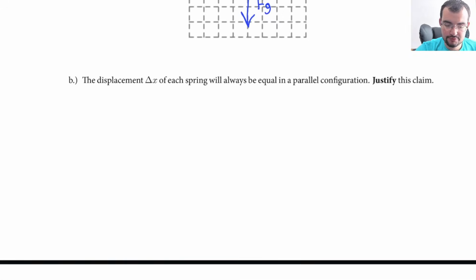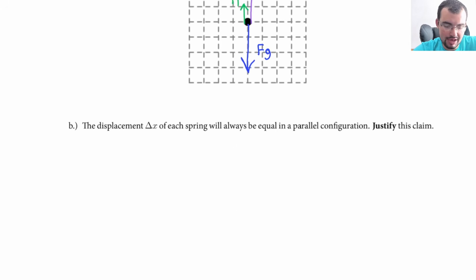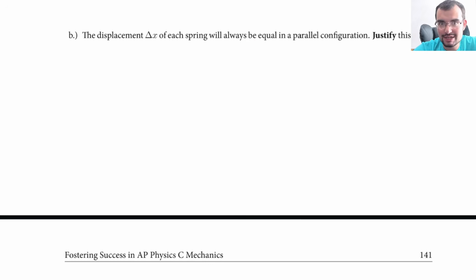The displacement of each spring will always be equal in parallel. Why is this true? Well, I said it on the other page. The attachment point is the same. So both springs are attached, their tops and bottoms are attached to the same spots at the same heights. So they've got to just act as a stretching unit due to the side by side definition.